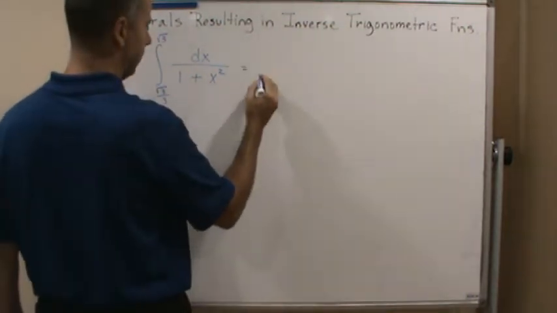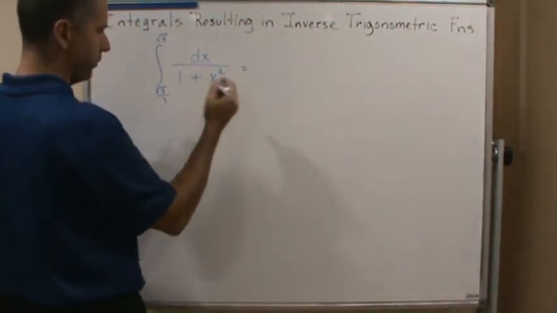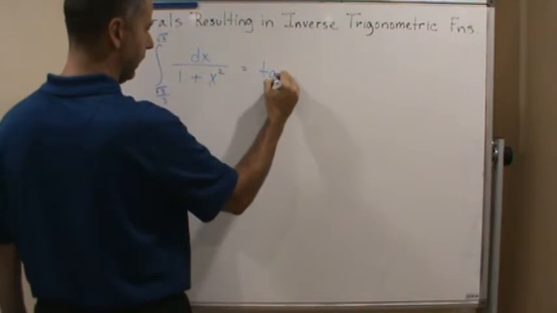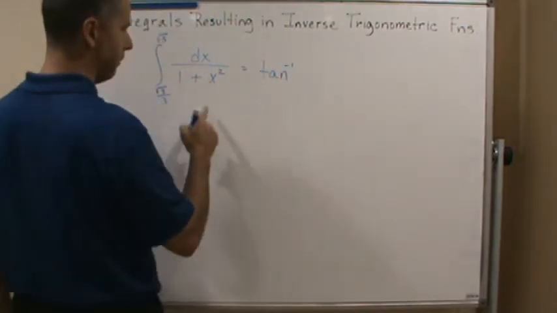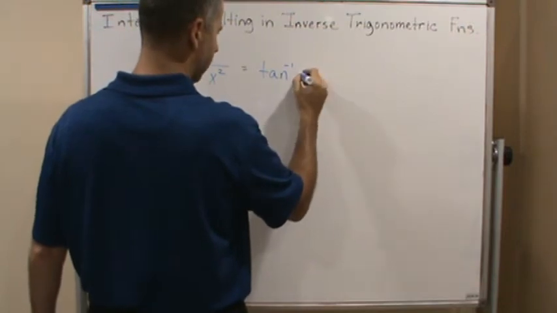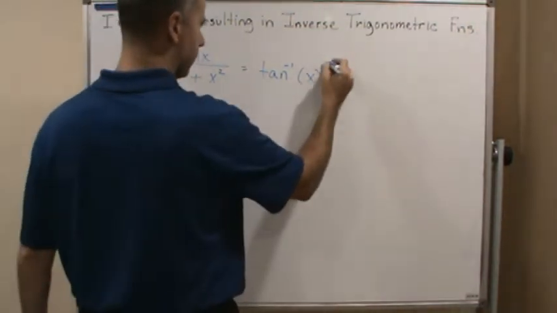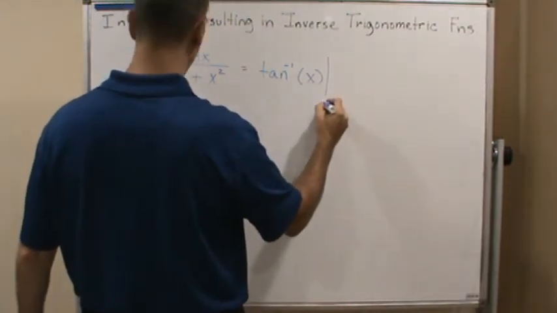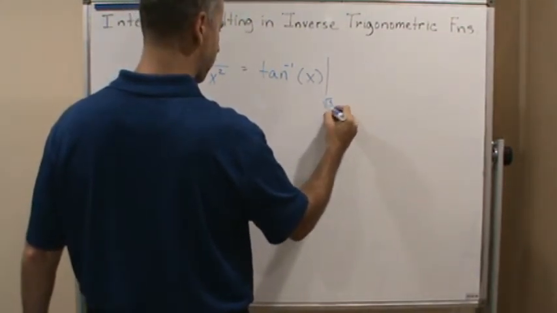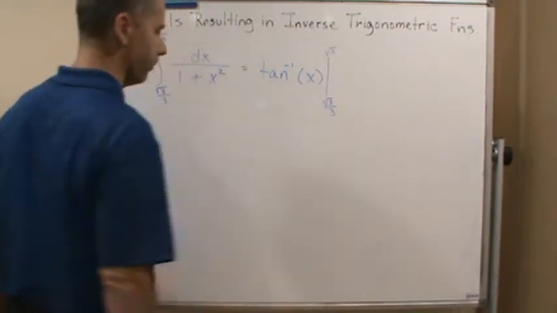So this is going to be 1, right? It's going to be 1 over 1, so it's going to be 1. So this is just going to be tangent inverse of x over 1, which is just x. So it's just going to be tangent inverse of x, evaluated from square root of 3 over 3 to the square root of 3.